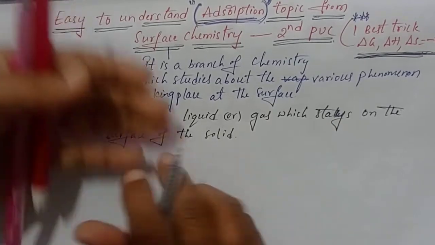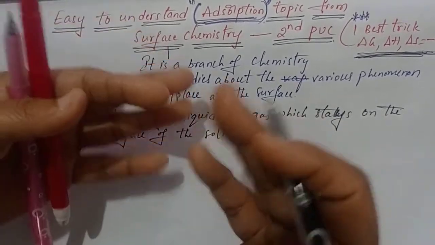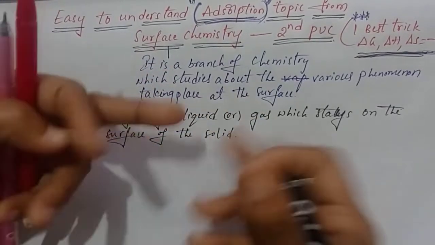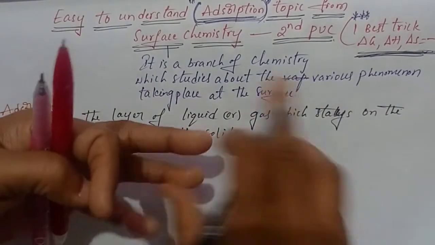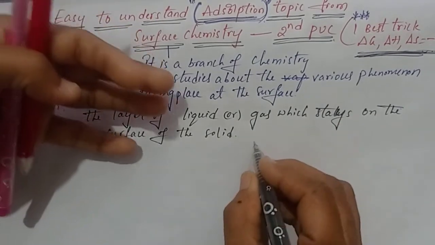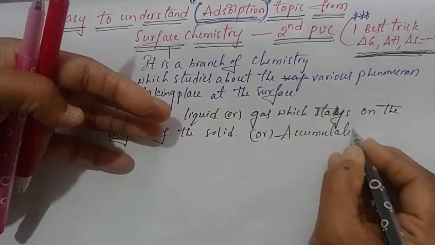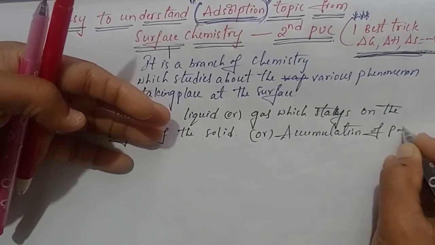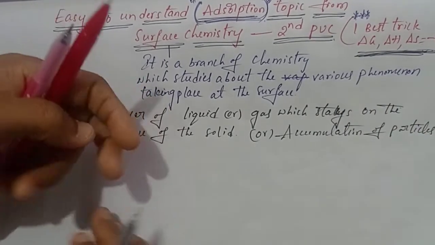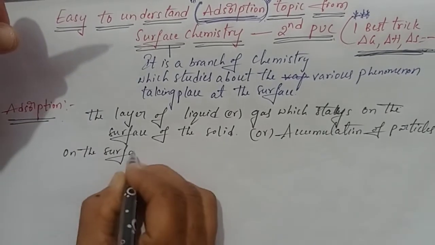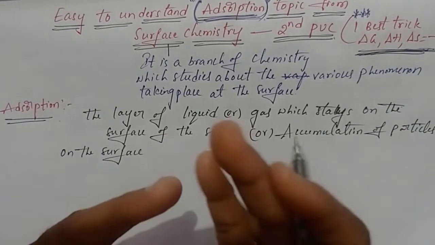Otherwise, we can give another definition: accumulation of particles on the surface is called adsorption. Accumulation of particles on the surface is called adsorption.